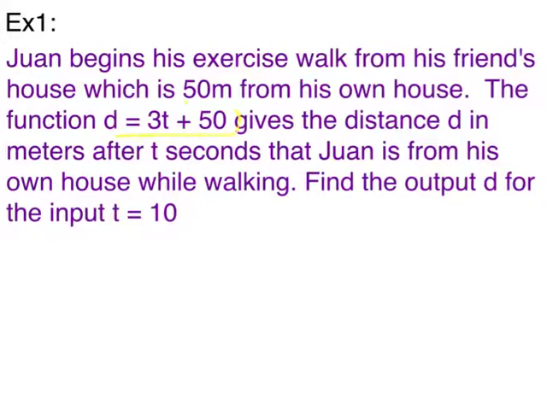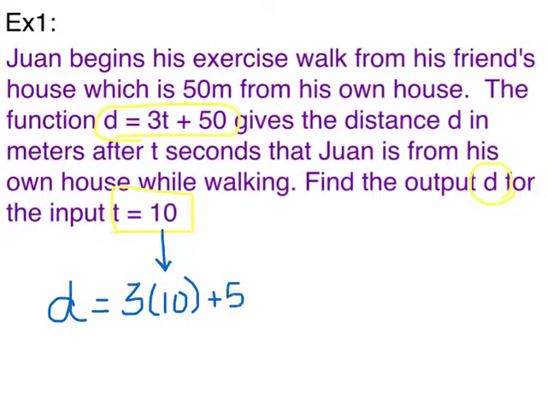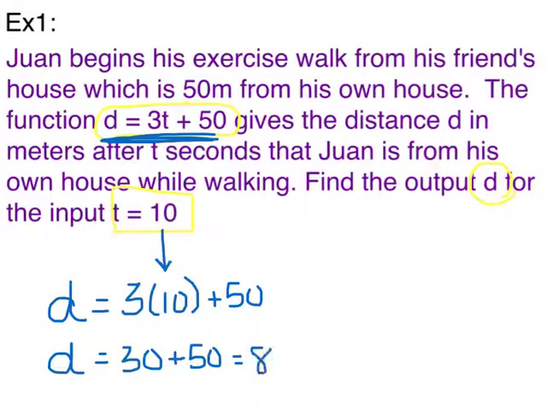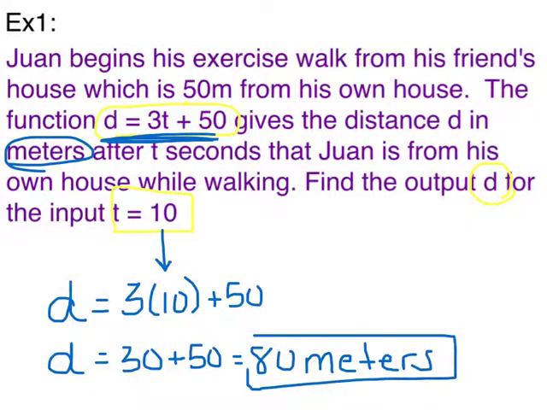The function d equals 3t plus 50 gives you the distance in meters after t seconds. So this equation is the equation that we're looking for. Then basically what it tells us to do is find the output d, or find d when t equals 10. So all I have to do is plug in 10 for t and solve for d. So I have d equals 3 times 10, because I'm plugging 10 in where t was, plus 50. This is your function rule. So I solve, I get d equals 30 plus 50, or 80, and it's a distance measurement in meters, so it's 80 meters. Make sure that you add the units to your answer so you know what you're talking about.